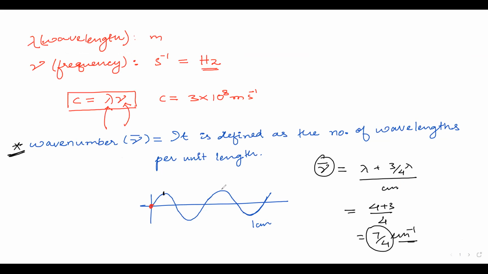So the distance between two maximas or two minimas or any two same points. Okay. So this point and this point is same, as this red point and this black point is same. Don't think that this black point and this black point is same. They are not same because, as you can see, at this black point, at point 1, we are going upwards.